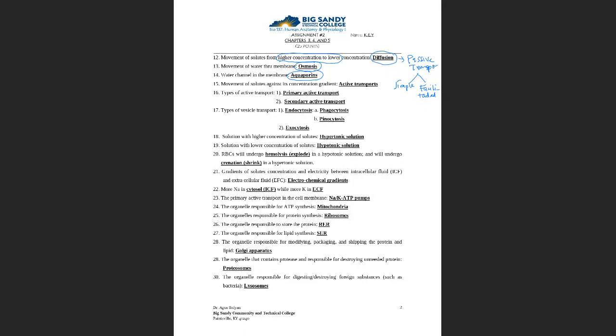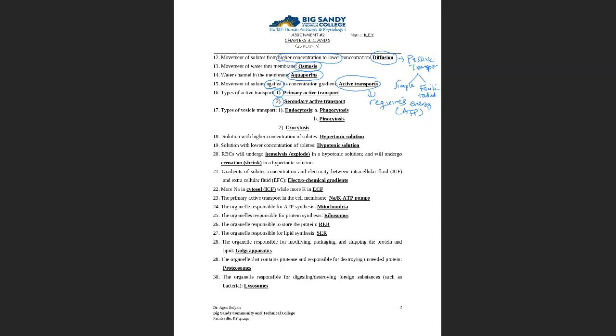The movement of molecules against the concentration gradient, meaning from lower to higher concentration, is what we call active transport. And this one requires energy. The energy that we use in our cell is called ATP. So it requires ATP. There are two types of active transport, primary active transport and secondary active transport.